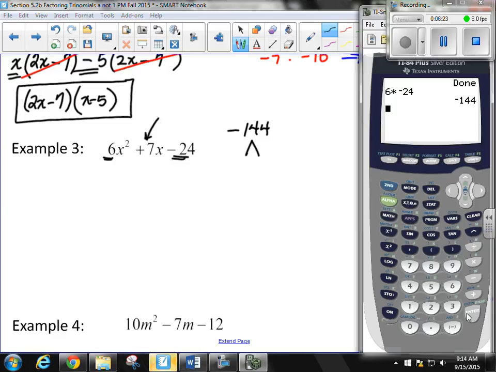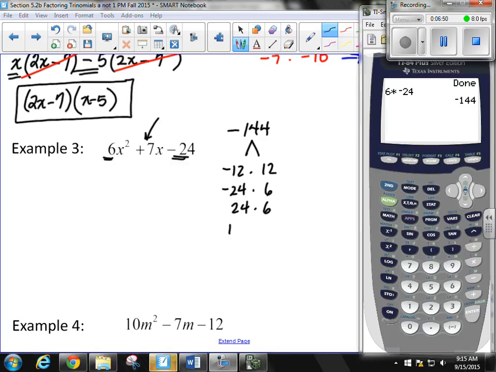Factors of negative 144, I have to have positive and negative factors. Now, I'm not going to go through the whole list here. I'm going to cut it down into just a few factors, in the effort to save some time. It could be negative 12 times positive 12. It could be negative 24 times 6 or positive 24 times 6. It could be 16 times negative 9 or negative 16 times positive 9.